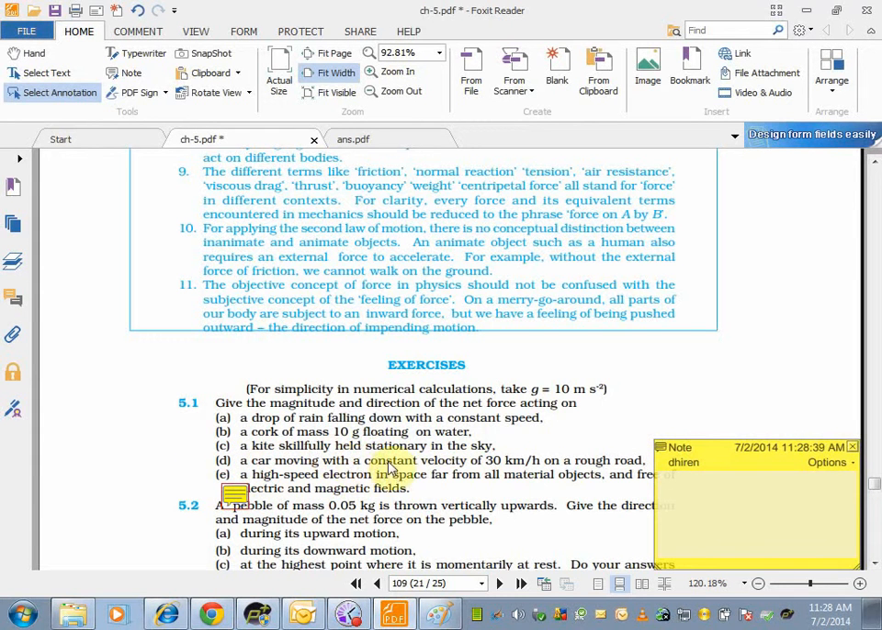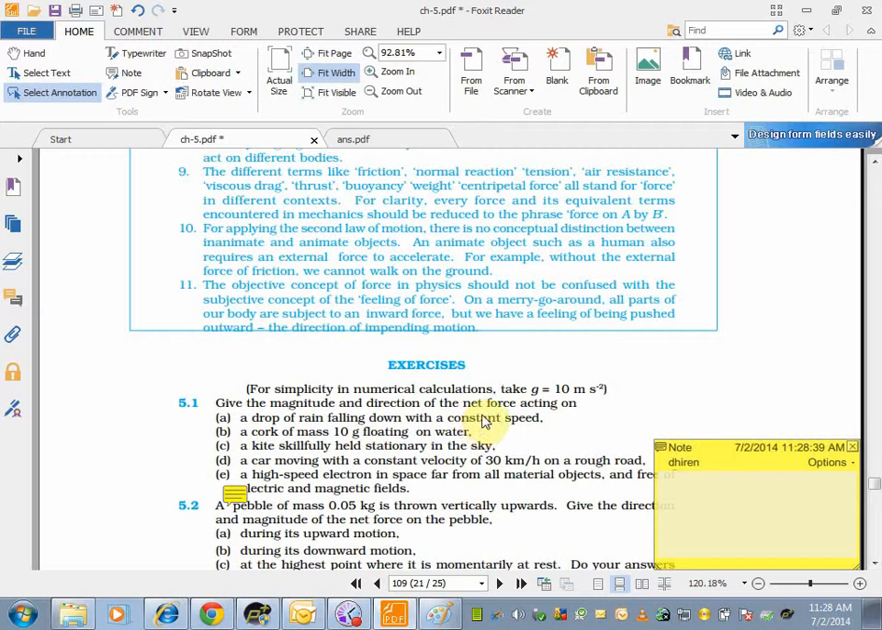Next part, a car moving with constant velocity of 30 km per hour on a rough road. Again the velocity is constant, so again the force is 0.